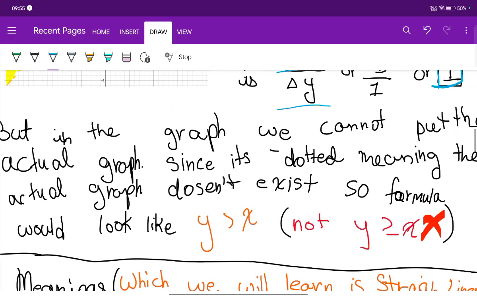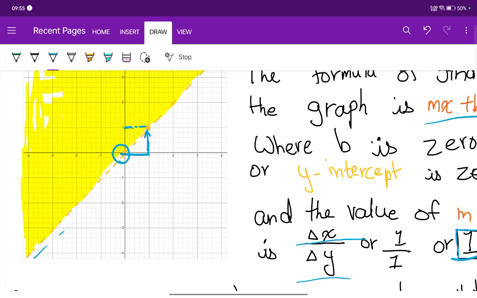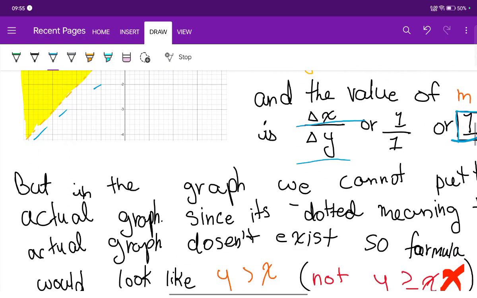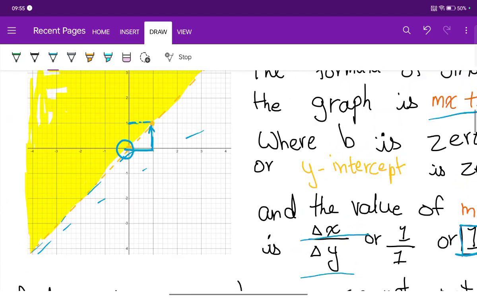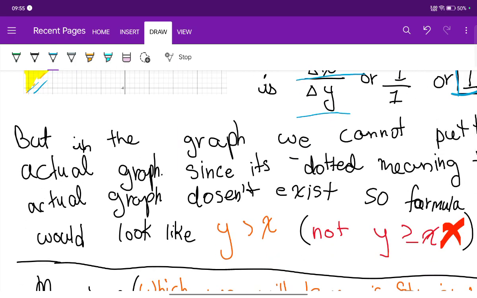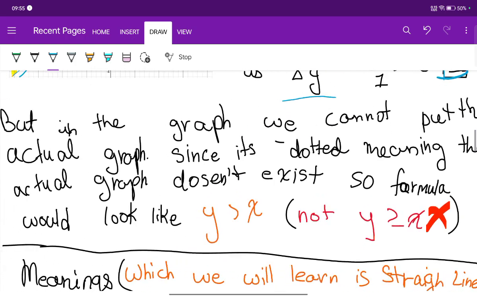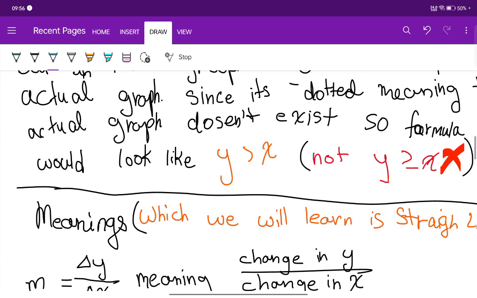But in the graph, we cannot put the actual graph. As you can see, this is a dotted line. Meaning, the actual graph does not exist. So we cannot put the actual graph. Since it's dotted, it means the actual graph doesn't exist.